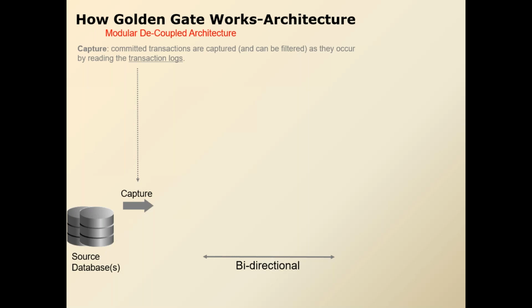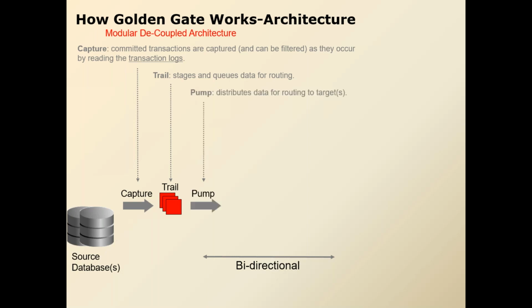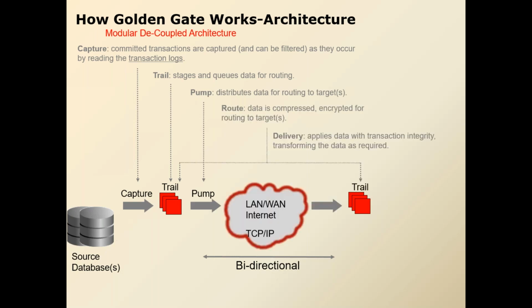The GoldenGate capture or extract process captures the committed transactions and writes them to the trail file on the local machine, which is called the local trail. These local trail files, or any trail files, consume space on your operating system. Then you configure the GoldenGate pump process, which distributes the data to the target and writes it to the remote trail file on the target machine. Once the data becomes available in the remote trail, the delivery or Replicat process applies it to the target database.